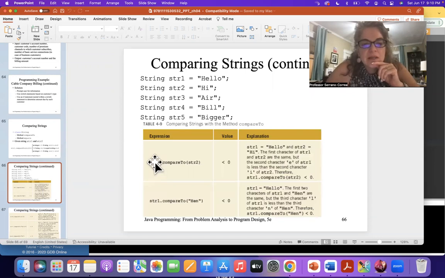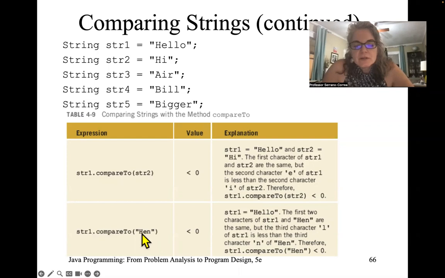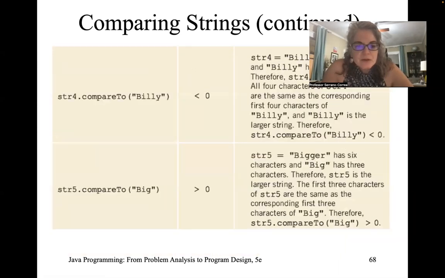So here's an example. If we say string1.compareTo(string2). So here string1 is hello, string2 is hi. So E comes before I. The first character, they're both the same, but the second character is different. E comes before I, therefore hello is less than hi. So the value would be less than 0. In this example, we're comparing string1 to hen and trying to see which one is bigger or smaller. So here are some examples using compareTo.